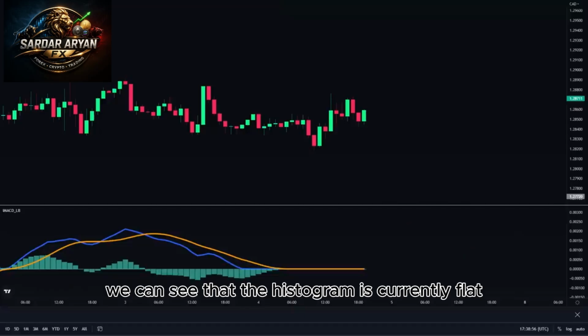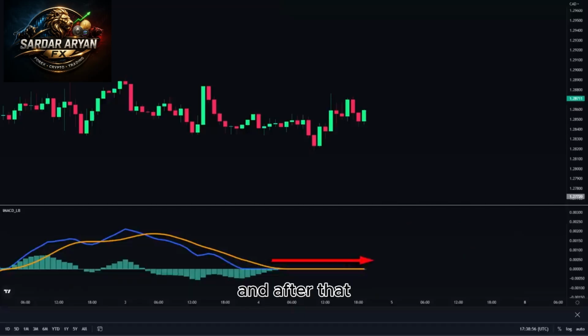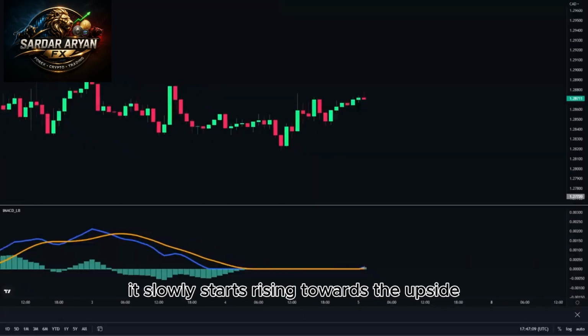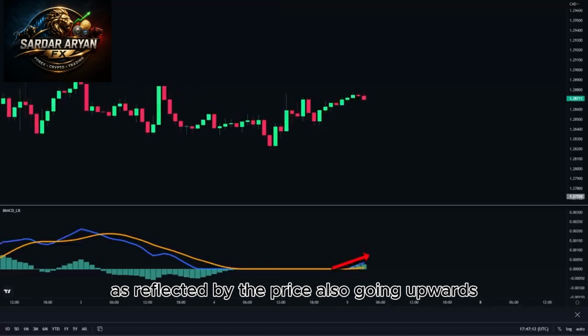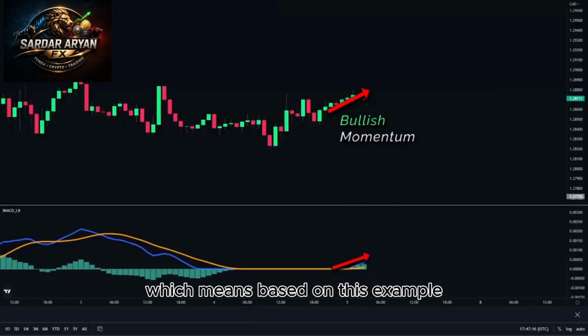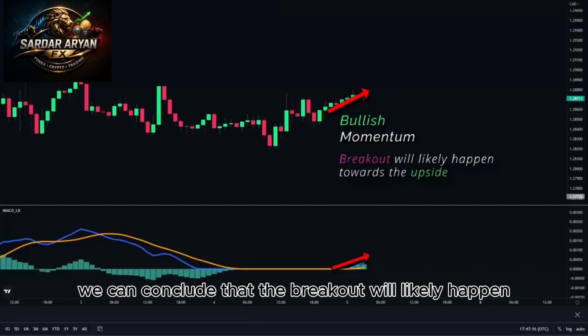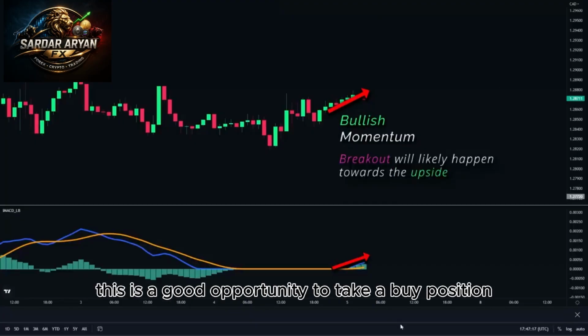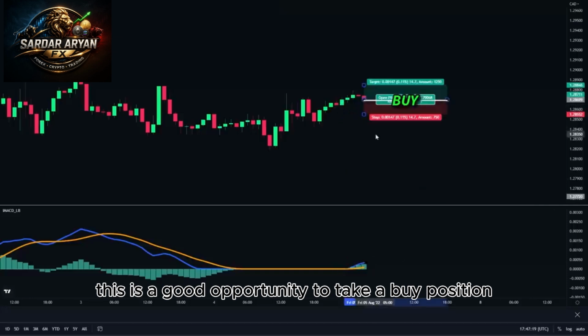Here, we can see that the histogram is currently flat. And after that, it slowly starts rising towards the upside, as reflected by the price also going upwards, indicating that the overall momentum is bullish, which means, based on this example, we can conclude that the breakout will likely happen towards the upside. And so this is a good opportunity to take a buy position.